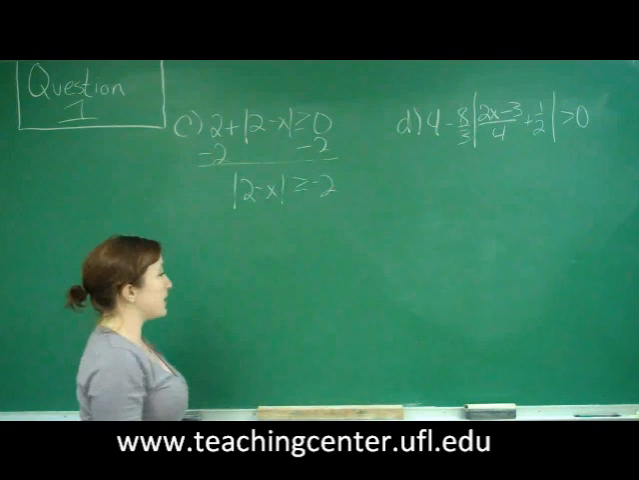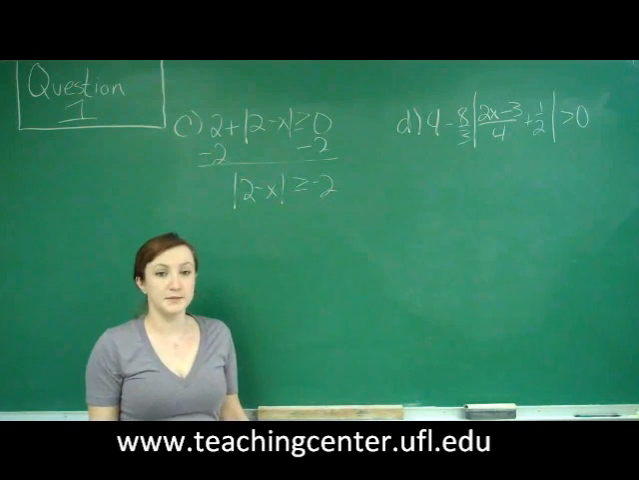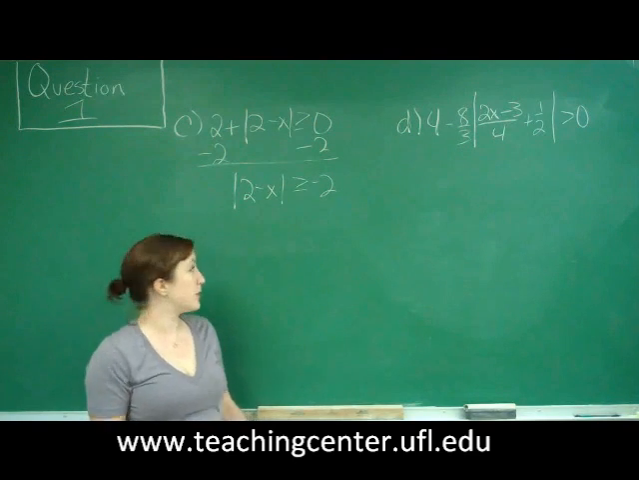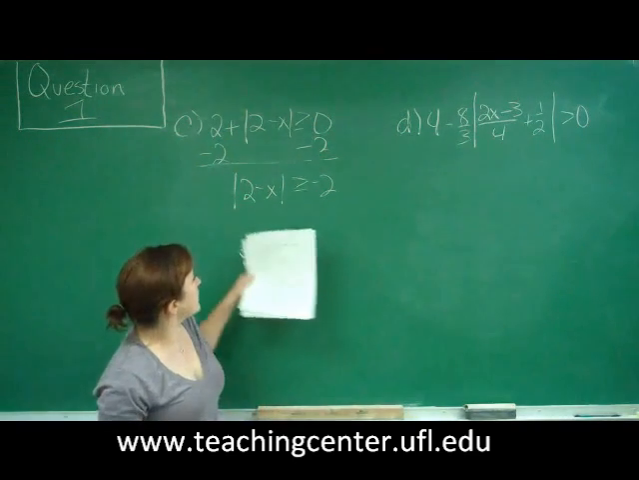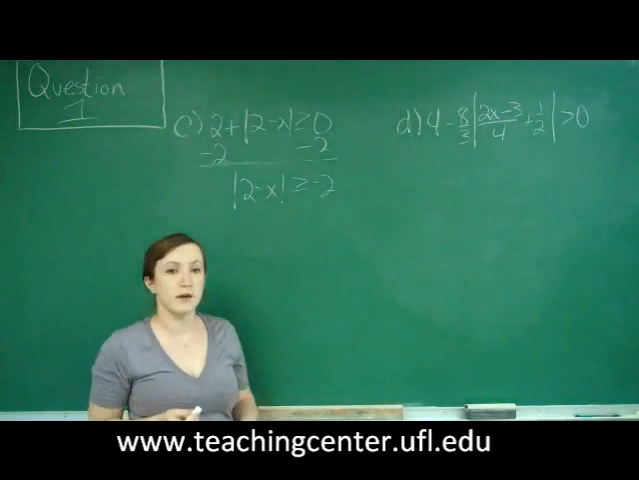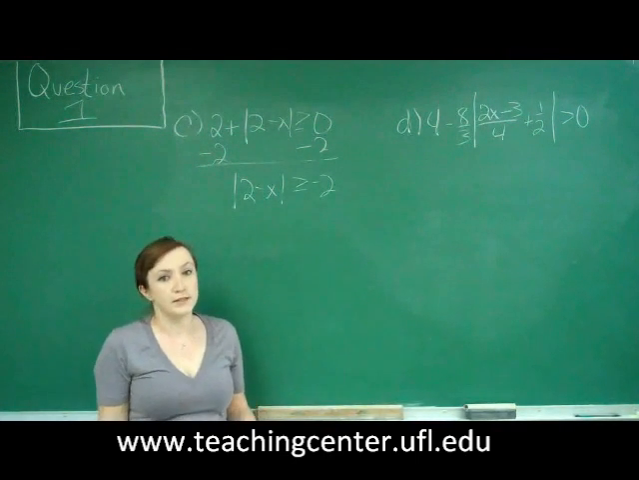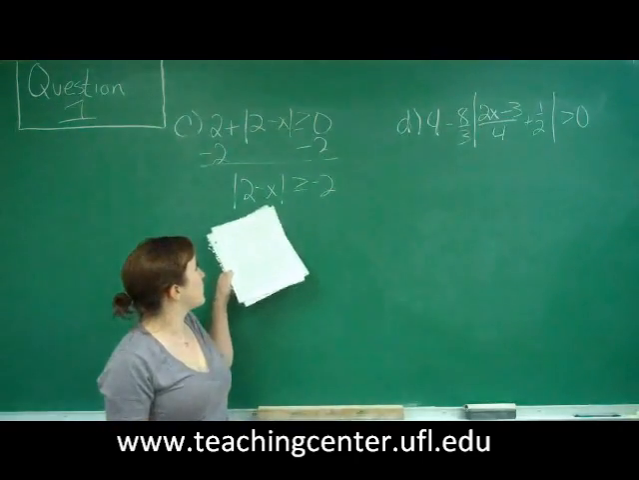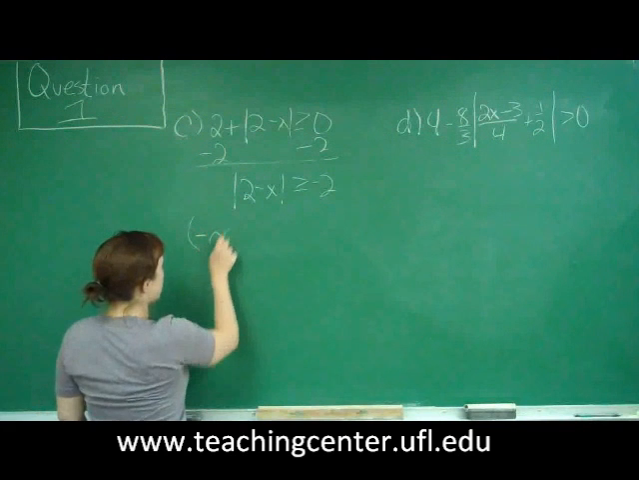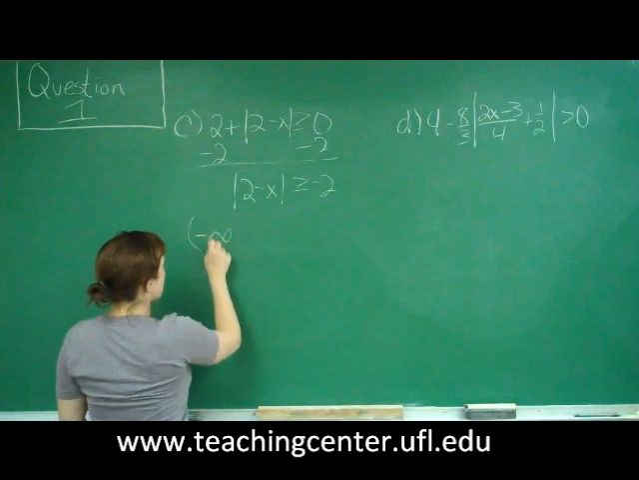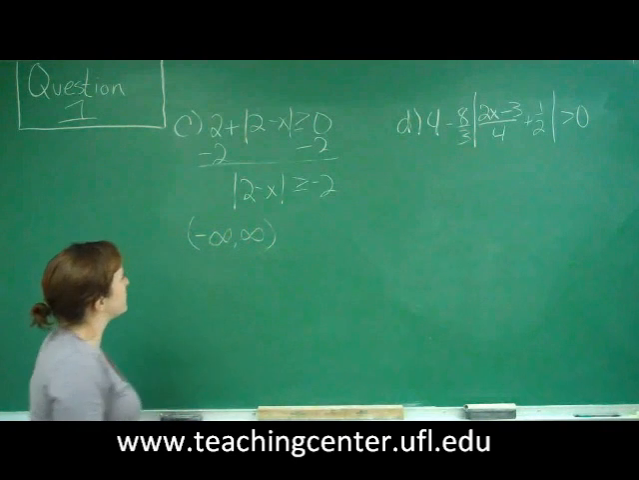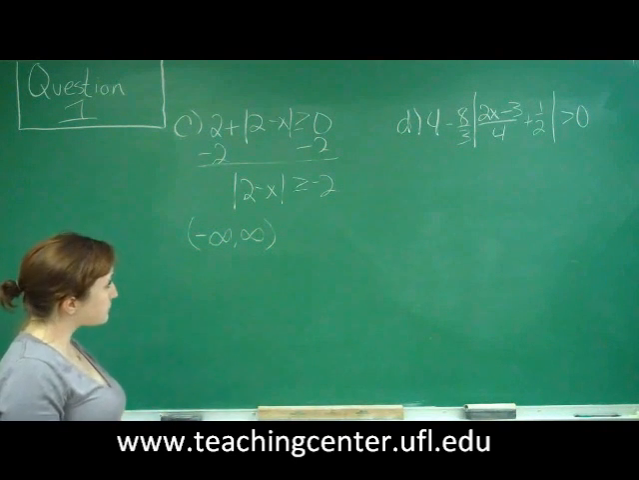Well, we really don't have to go any further than this, because we know that no matter what value we put in for x, and we can put in any value, the absolute value of something will be greater than a negative number, because the absolute value is always going to give us 0 or positive, and those values are greater than -2. So for this inequality, it's going to be from negative infinity to positive infinity. And that is your answer for part C.